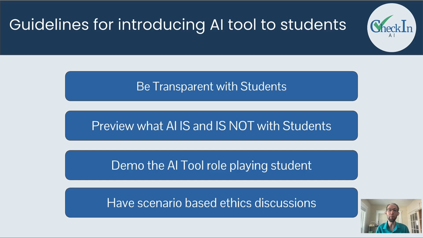But once you're transparent that it's AI, you have to preview what AI is and is not with students. So AI is not a human. There's not a human on the other side. It's a probabilistic model. The way large language models work is they're predicting the next best word to come in a sentence based on all the data they've been fed. So they're only as good as the data they've been fed.